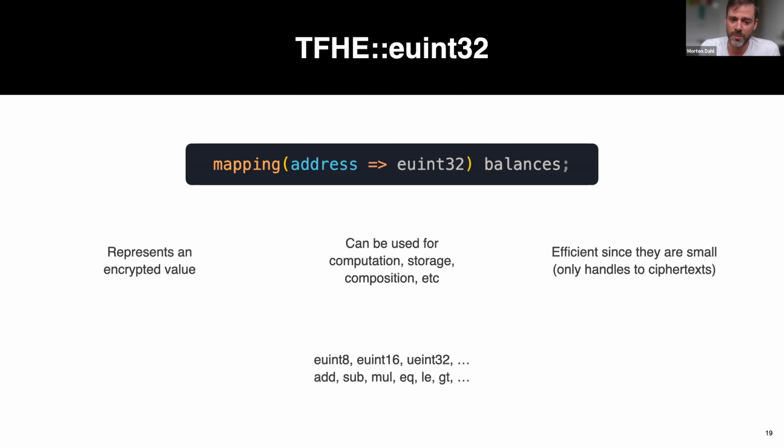So they represent an encrypted value that can be used for computation, for storage, for giving to other contracts as part of composition. And they're quite efficient to pass around because they're essentially just handles to ciphertext. We currently have support in the library for 8, 16, and 32 bits. As I mentioned before, the underlying homomorphic library supports all the way up to 256 bits, so we'll be adding this in the future as well. We have support for various operations: add, multiplication, comparisons, and so on.